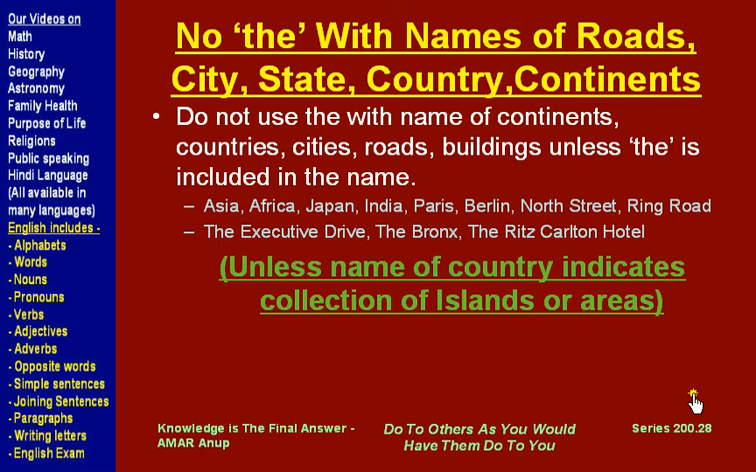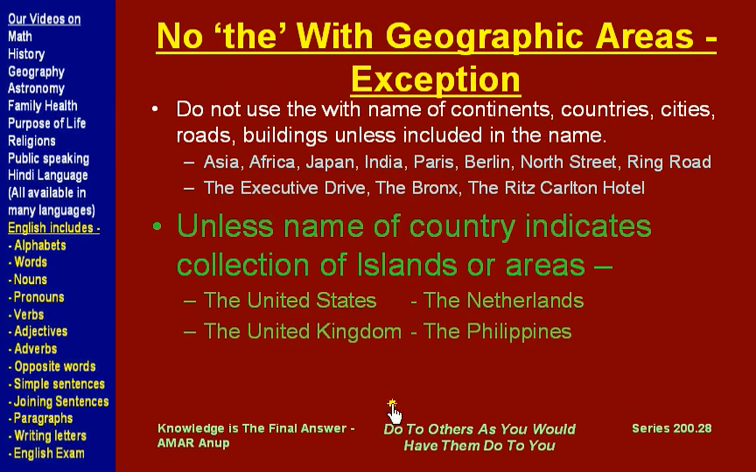If the name of the country indicates that it's a collection of islands or a collection of some areas, then we use "the," and let's look at the examples. The United States. It indicates that there are many states which have united to make a country, so we use the United States. The United Kingdom. Similarly, it appears that many areas have united to make a country, so we use the United Kingdom.